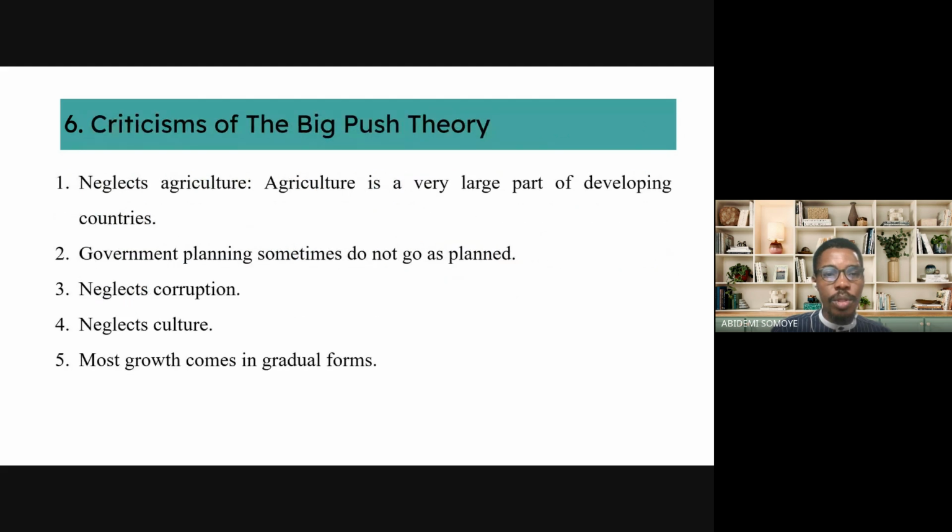So, what are the criticisms of the big push theory? It neglects agriculture. Agriculture is a very large part of developing countries. Government planning sometimes does not go as planned. It neglects corruption, neglects culture. Most growth comes in gradual forms.